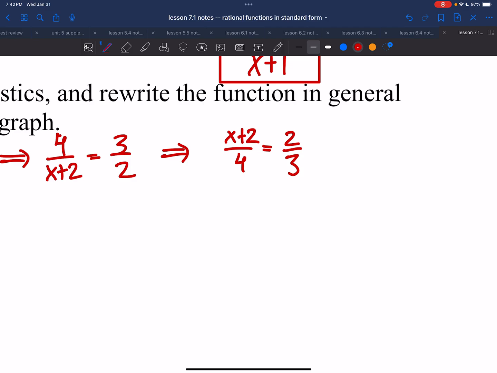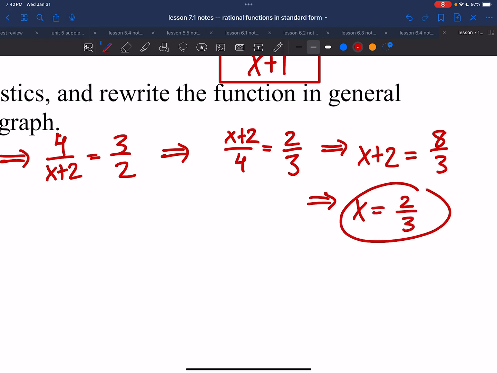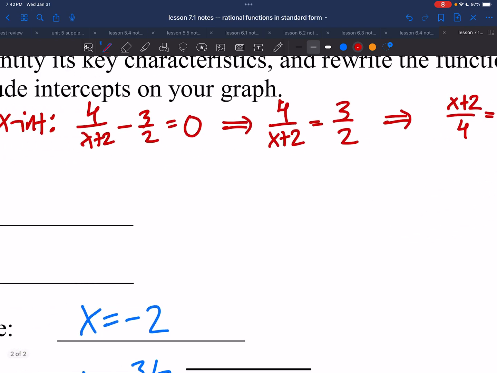From here, I'll multiply both sides by 4, which gets me x plus 2 equals, 3 times 4 is 12, over 2, so it's 6. Then if I subtract 2, I should get x equals 4. Okay?